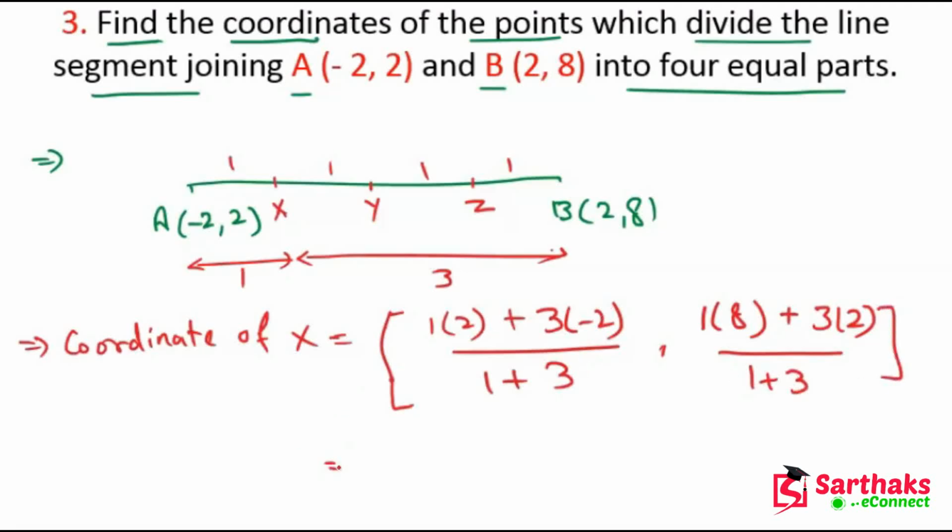Now if we solve this, we get 1 into 2, 2, 2 minus 6 divided by, here 1 plus 3 is what? 1 plus 3 is 4. And this will become 8 plus 6 divided by 4. Okay, I hope you get this point, my dear friends.